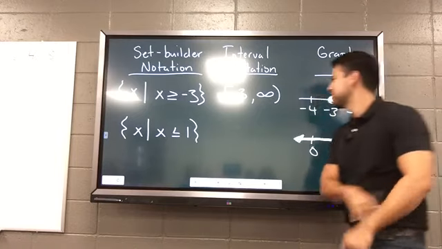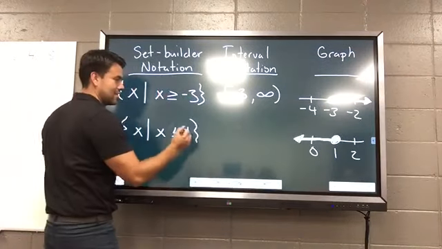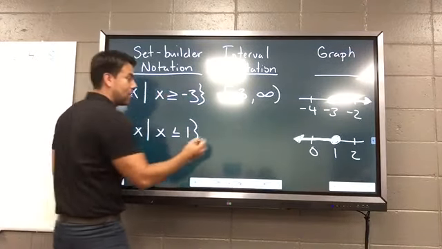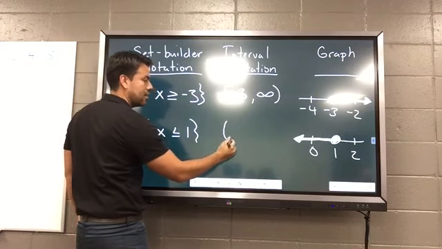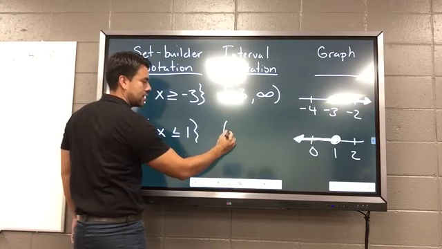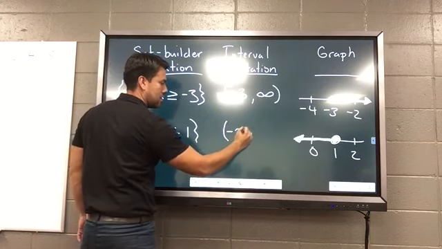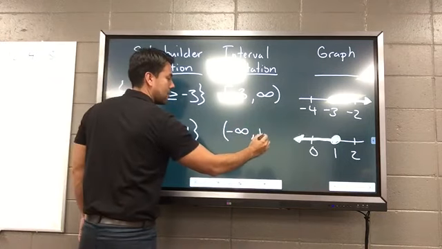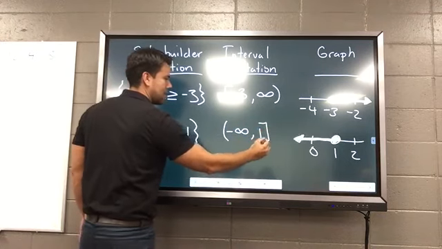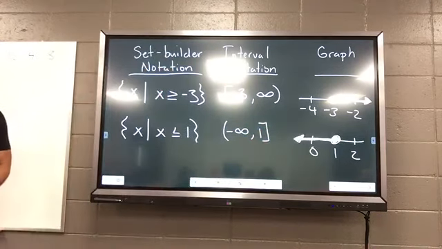Jensen? Would it be the open, negative infinity? Okay, what do you mean by open? You mean the parentheses. Okay. And then you said negative infinity. Yep. And then 1 and close bracket. Yep, that's it. Whoa, Jensen, did you get my notes? Did I post this online or something?